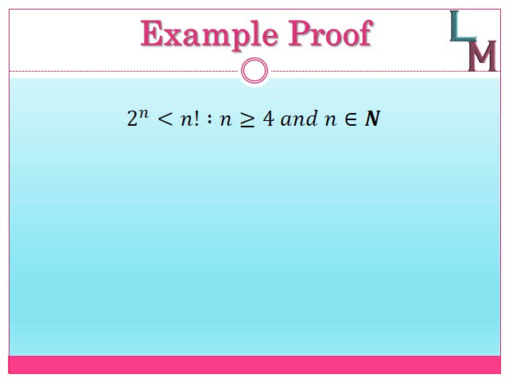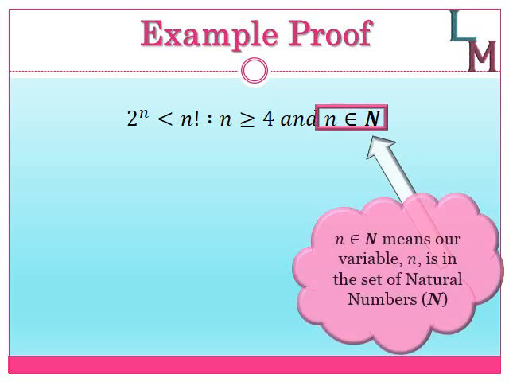What we're going to be doing is an example for proofs by induction. And what we're going to prove is that 2 to the n is less than n factorial, where our variable n is only greater than or equal to 4, and n is within our set of natural numbers.